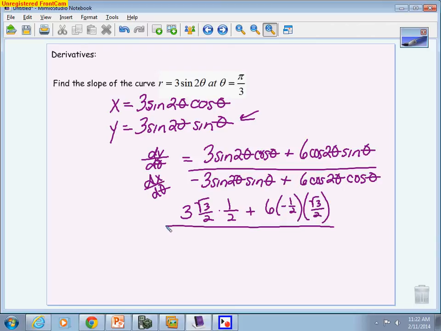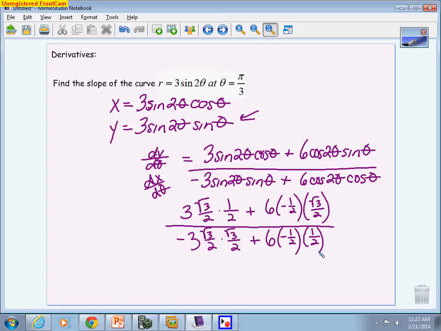On the bottom, I'm going to have negative 3. Sine of 2 pi over 3, as I said, is radical 3 over 2. Sine of pi over 3 is another radical 3 over 2. Plus 6 times the cosine of 2 pi over 3, as we said, is negative a half. And the cosine of pi over 3 is positive a half.